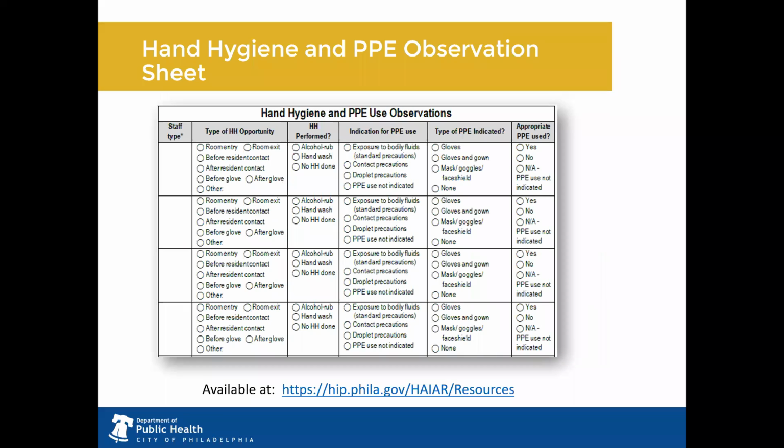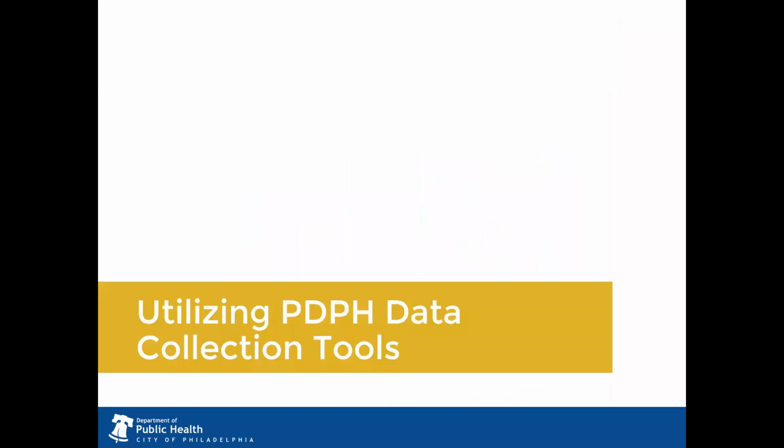There are other tools that we presented at the collaborative, but this seemed to be the one that most of the folks liked. So this is just a hand hygiene and PPE observation sheet. And Anita's going to also go through with you how to fill that out. And I mean, you know how to fill it out, but she's going to go through what you do once you fill it out with that data. So you can create some nice data tools to show your staff.